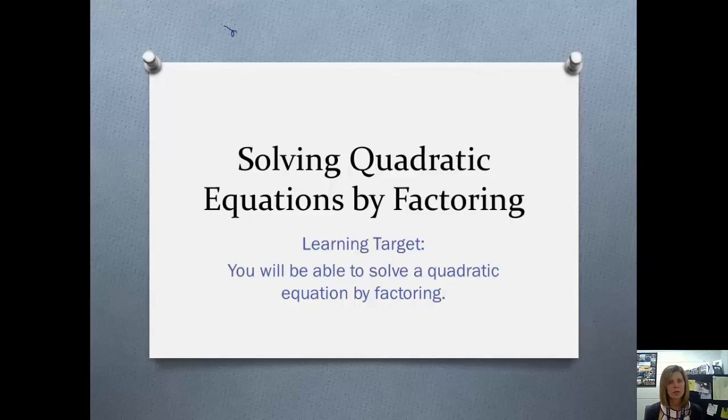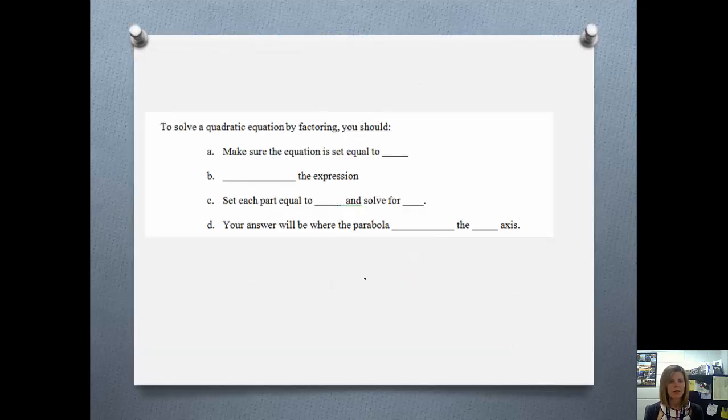All right, as we continue our study of solving quadratic equations, now we're going to be looking at solving quadratic equations by factoring. At the end of this lesson, you will be able to solve a quadratic equation by factoring. To solve a quadratic equation by factoring, you should do the following.